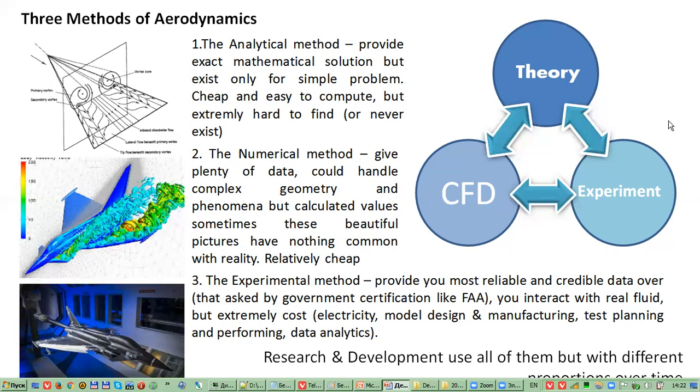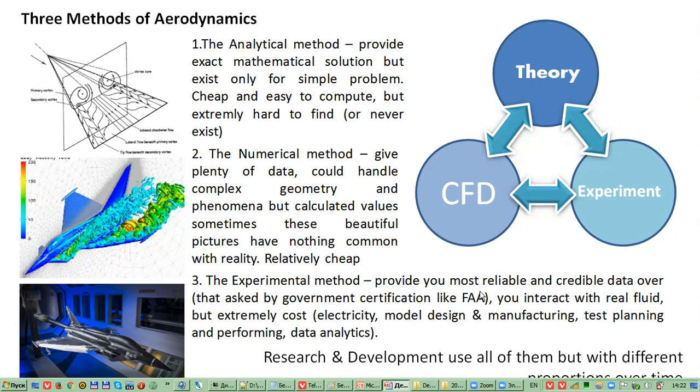And the last method is the experimental one. We make a model of the aircraft, put this model in a wind tunnel, and do an experiment. Change angle of attack, change sideslip angle, change deflection of control surfaces of the aircraft, and measure all forces that act on this model.